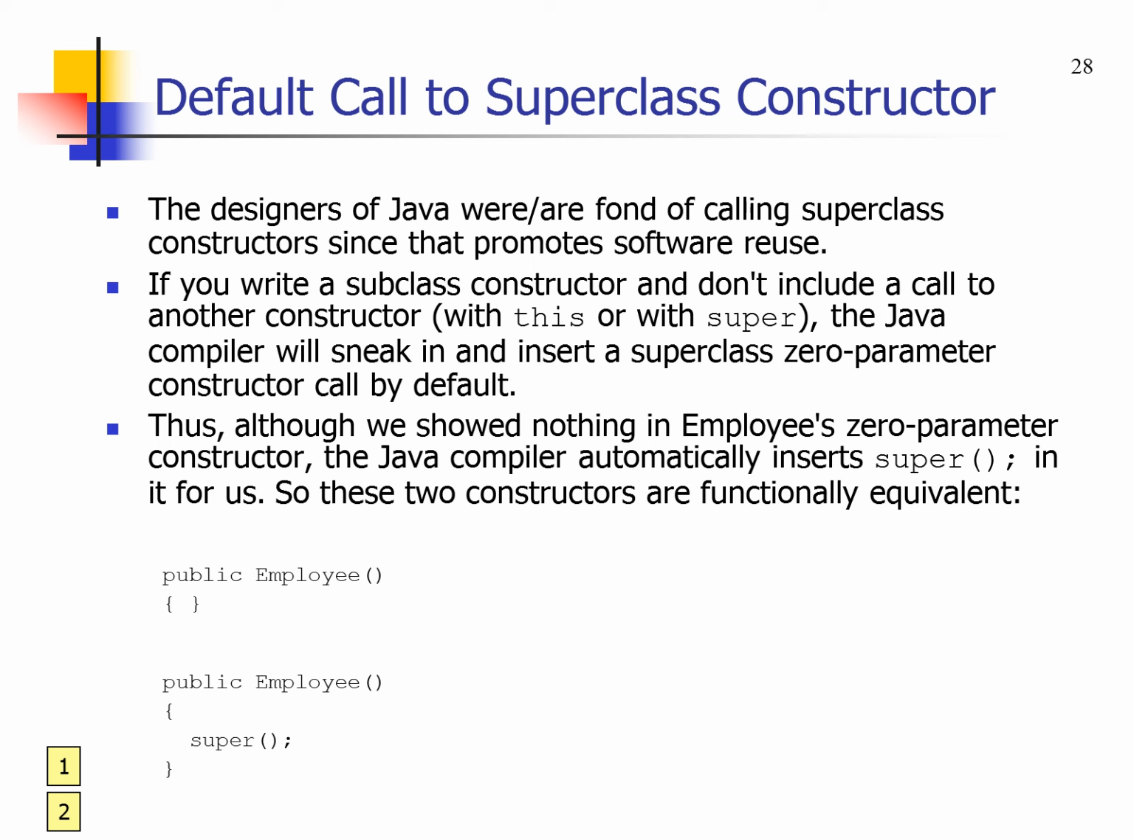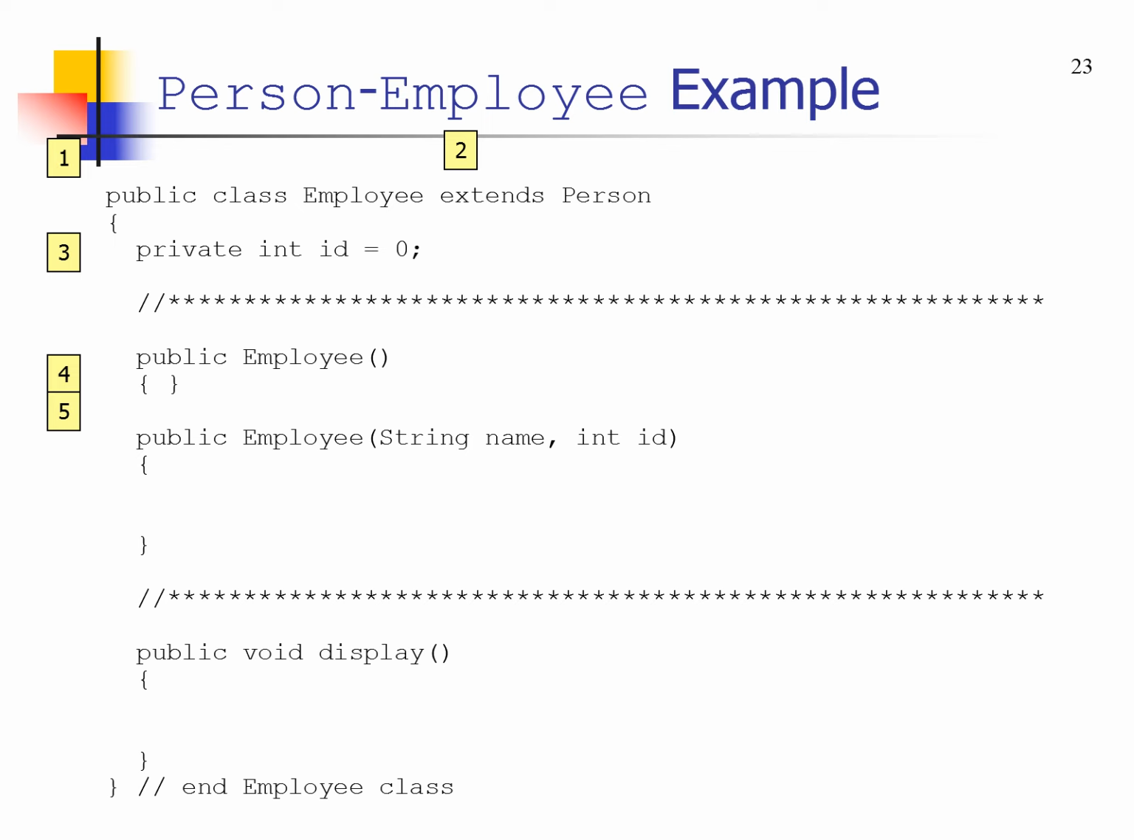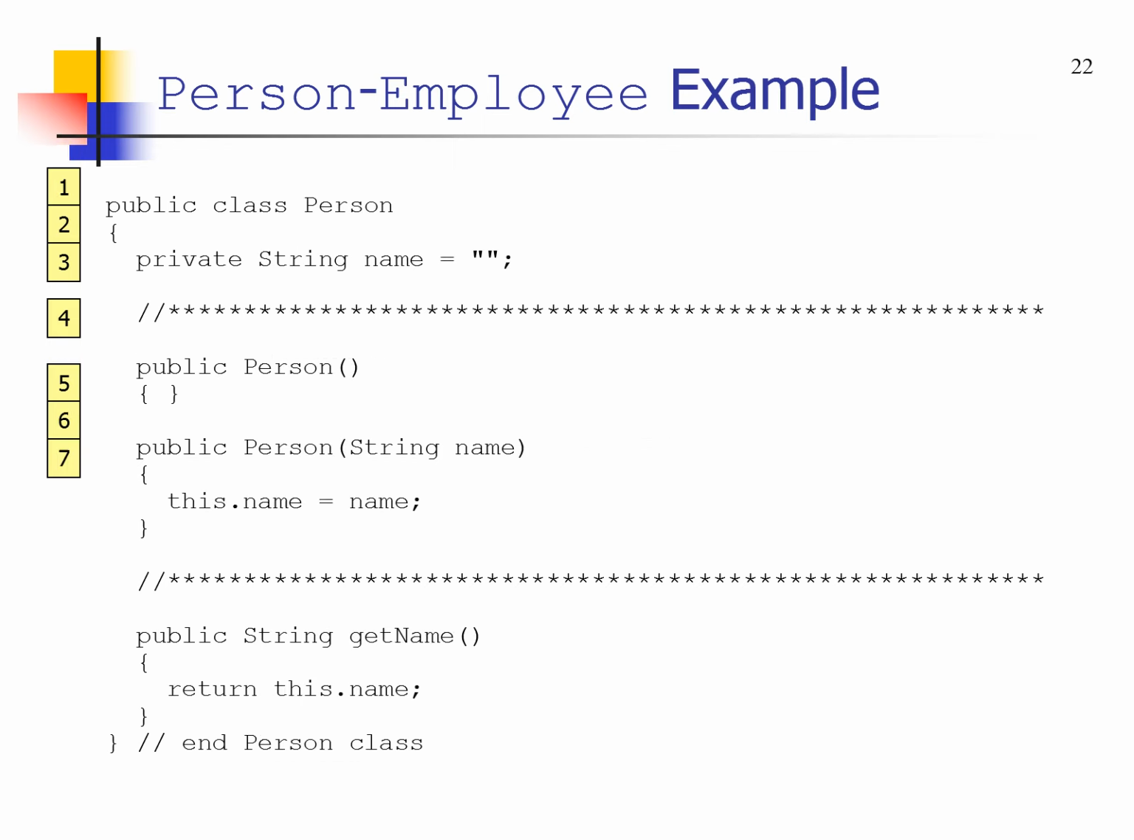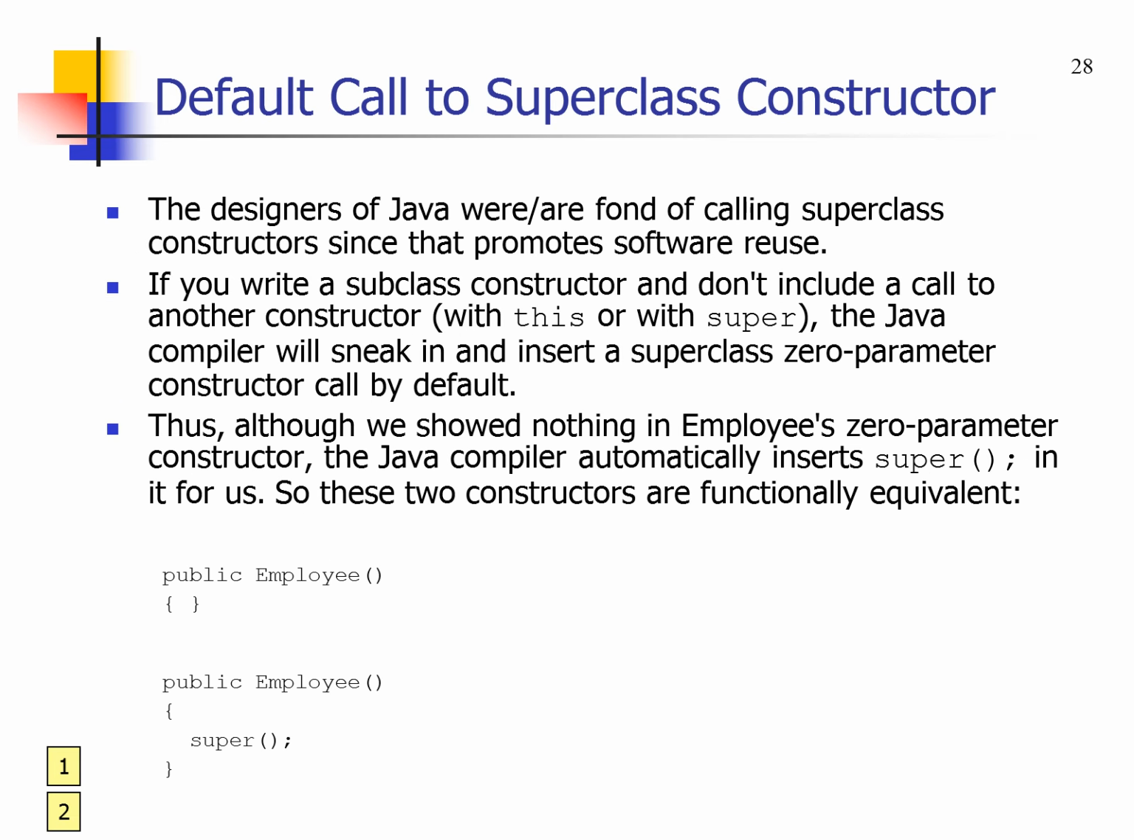Okay, now in Java, if we create a subclass constructor and don't have a call to the superclass one, like we see in our prior example, I can go back here because I'm still on the slides. Remember how employee extended person? Well, if we don't create a constructor for that, it does that for us automatically, like it says here. It says if you write a subclass constructor and don't include a call to another constructor with this or super, then the Java compiler will sneak in and insert a superclass zero parameter constructor by default.